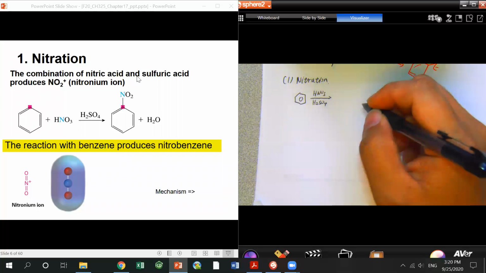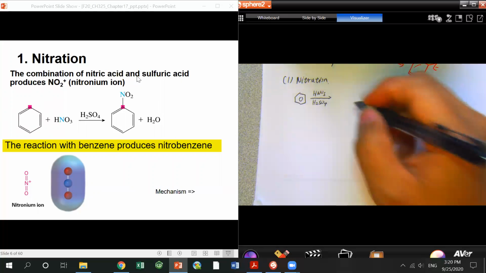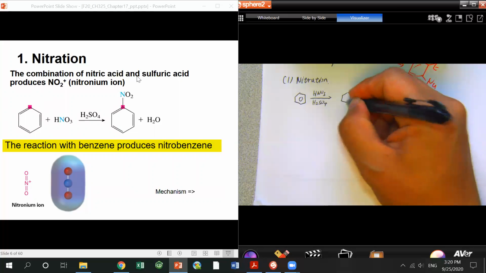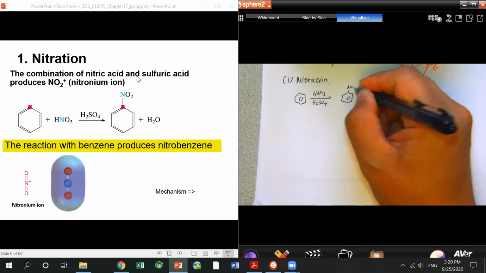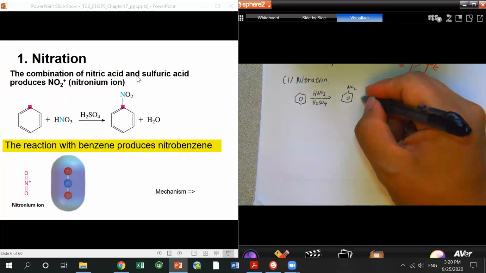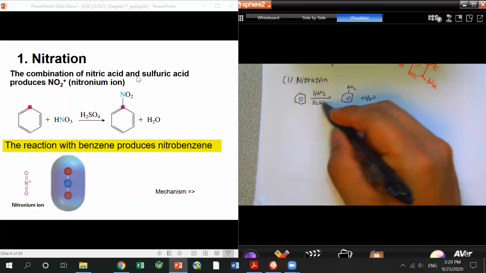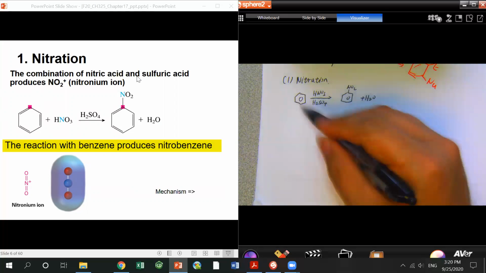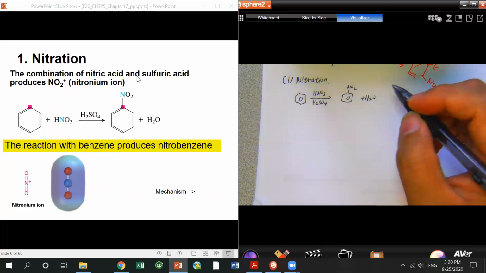So this reaction, if you do it at room temperature, you put only one nitro group on it, NO2, and then release one water. So the sulfuric acid is a catalyst, so it gets recycled.